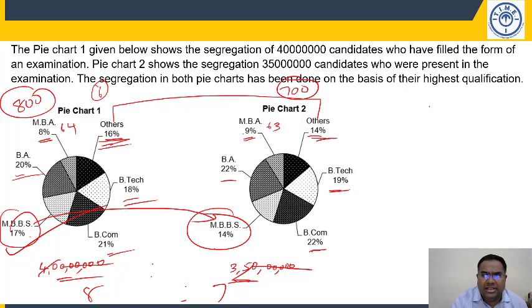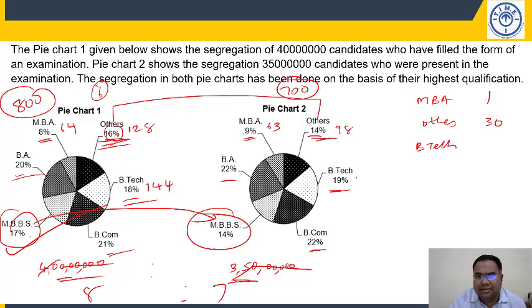How many absentees in MBA? 1. Then 16 8s 128, others 128, 14 7s 98, 30 absentees. Then BTech 18%, 18 8s 144, 19%, 19 7s 133, absentees are 11.